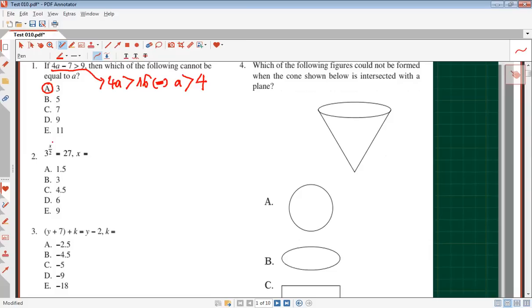Question number 2. First, we can easily recognize that 27 is number 3 raised to the power number 3. Hence, we have s over number 2 equal to number 3, or s equal to 6. The option D.